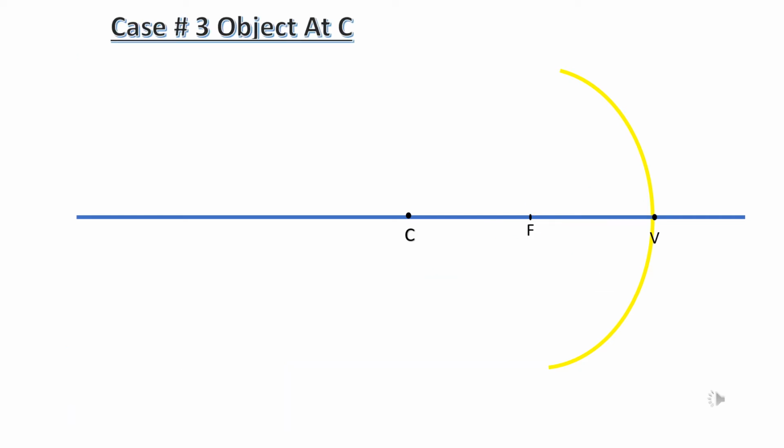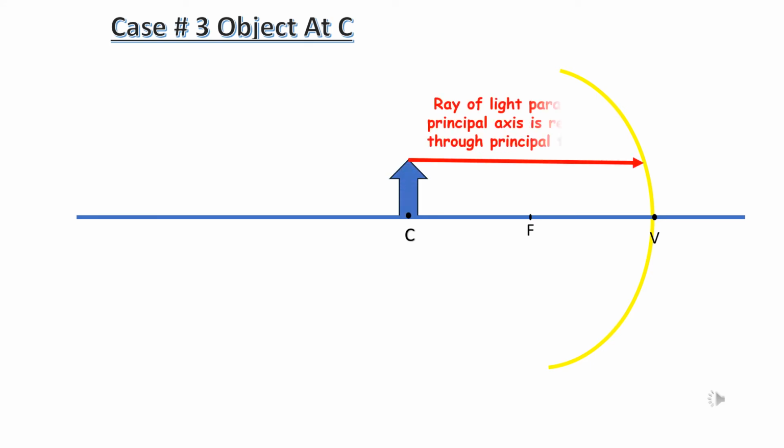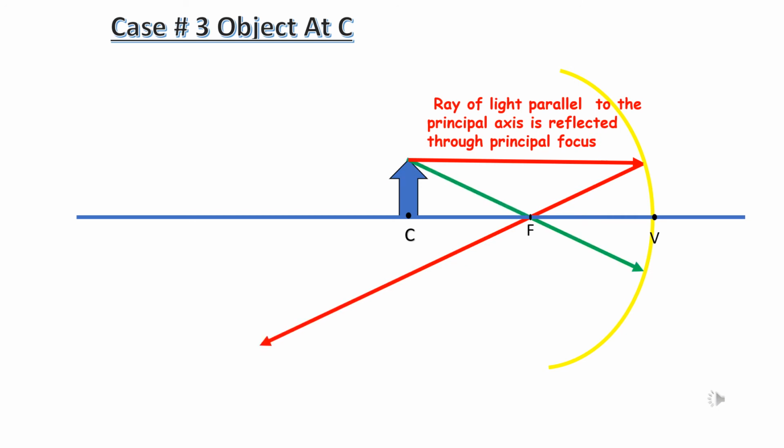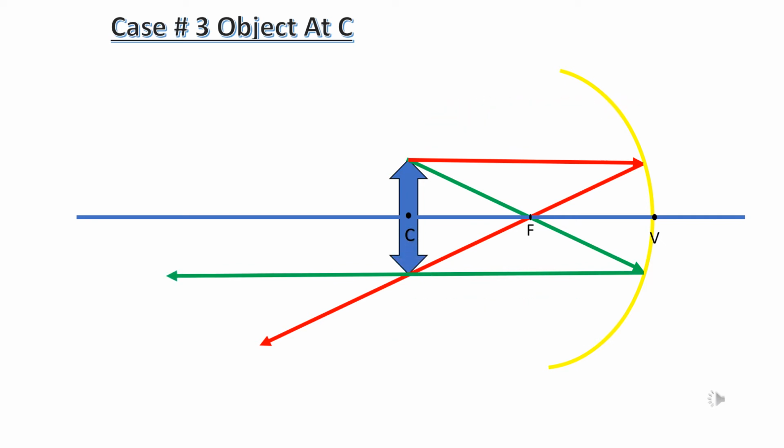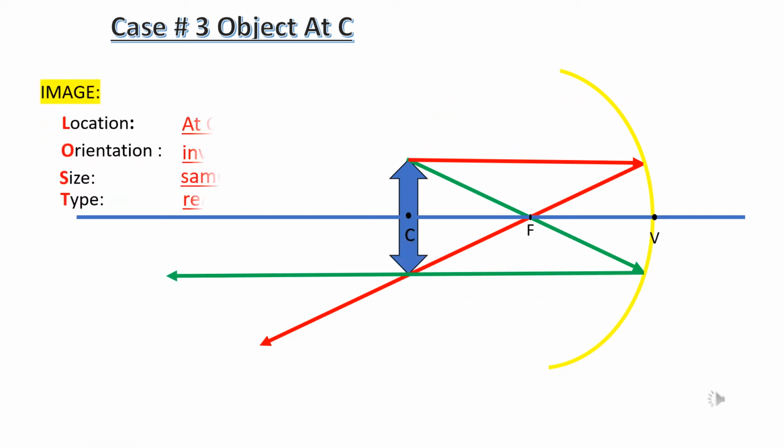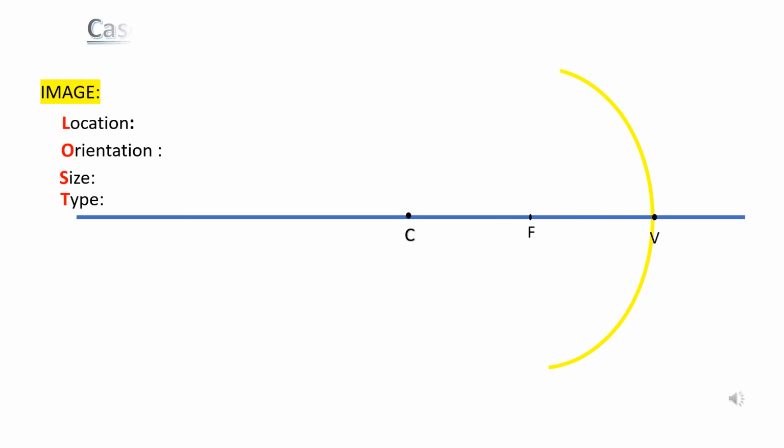For case number 3, object is located at center of curvature. Following the same rules, observe and try to find out where the image will form. Yes, as for the image, it is located at center of curvature, it is inverted, same size as the object, and it is real. Here's another case for you to try.